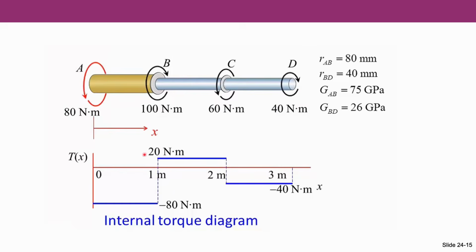As the next step, we can plot the internal torque diagram for each section as presented by this graph. The internal torque between A and B is negative 80. The internal torque between B and C is 20. And the internal torque between C and D is negative 40 Newton meters as presented here.